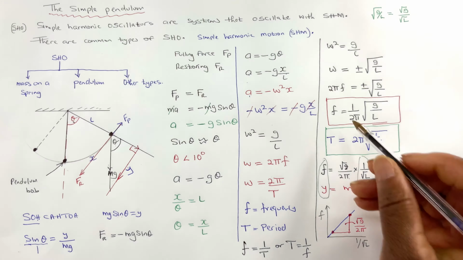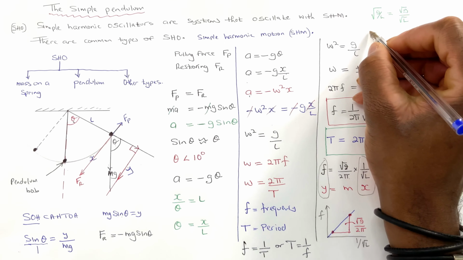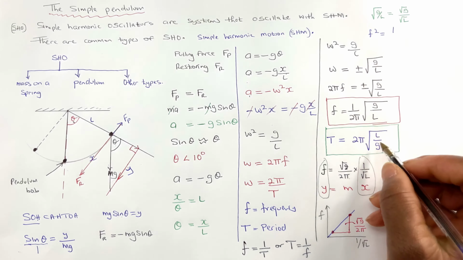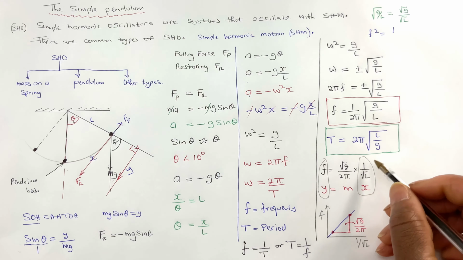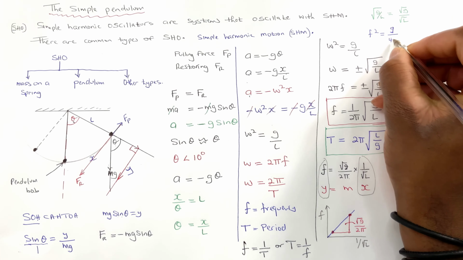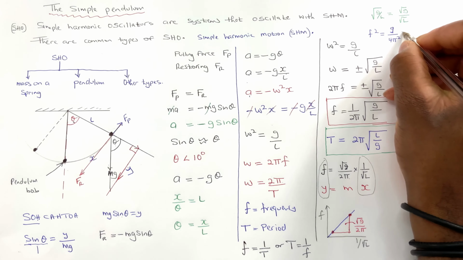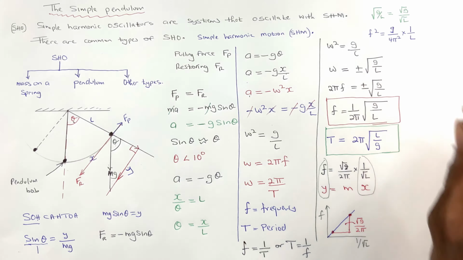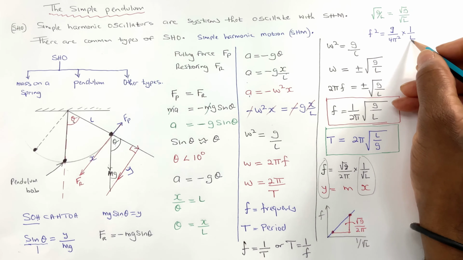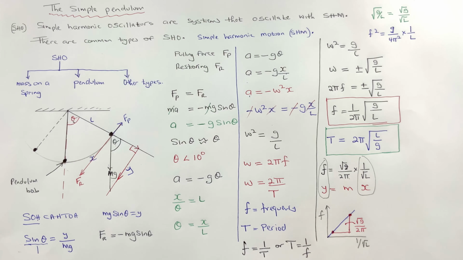So if I square both sides of the frequency, I get f squared equals g over 4 pi squared times 1 over L. So again, if I plot a graph of, instead of 1 over root L, I'll plot the graph of 1 over L, as you can see here, and I'll plot frequency squared.